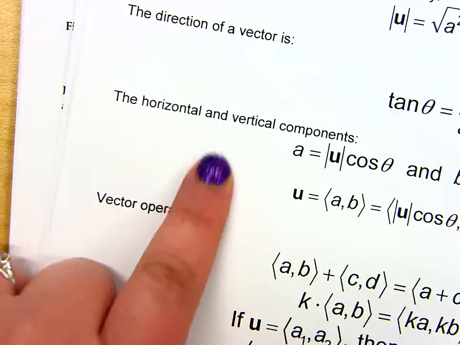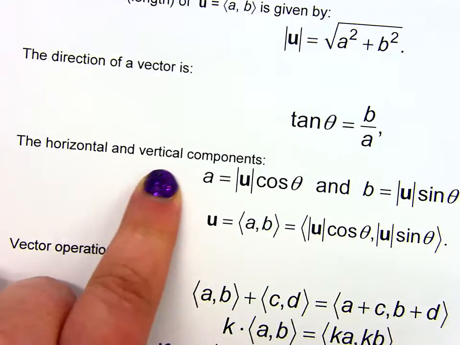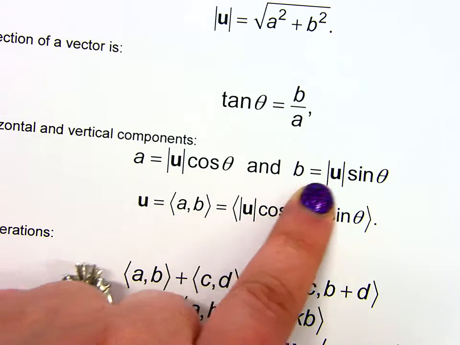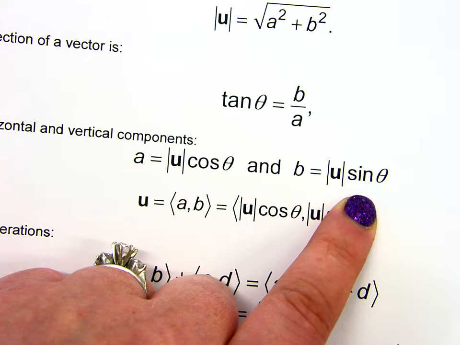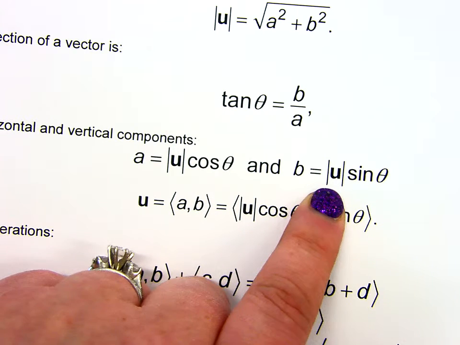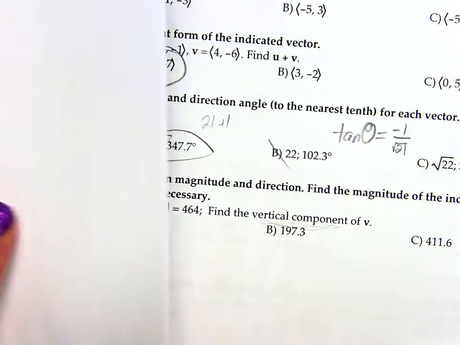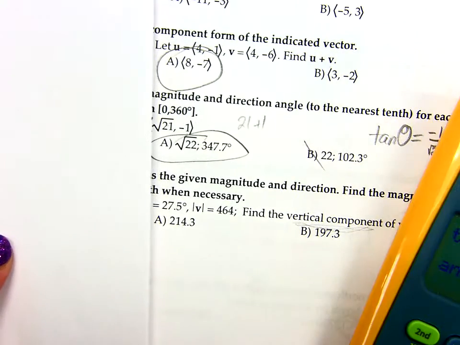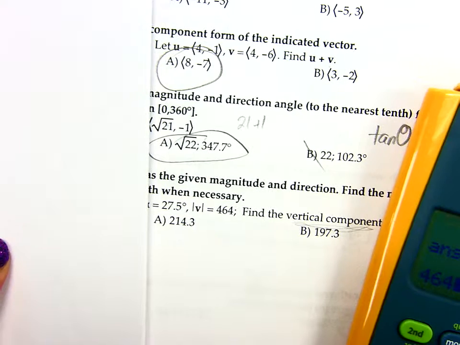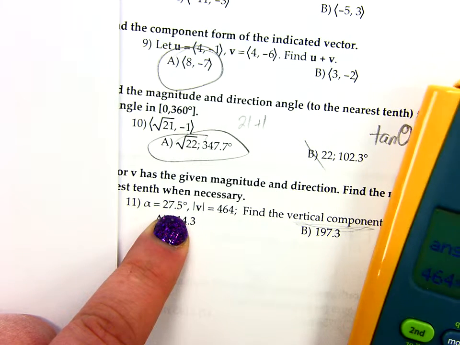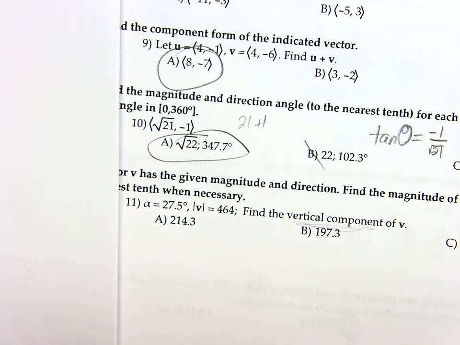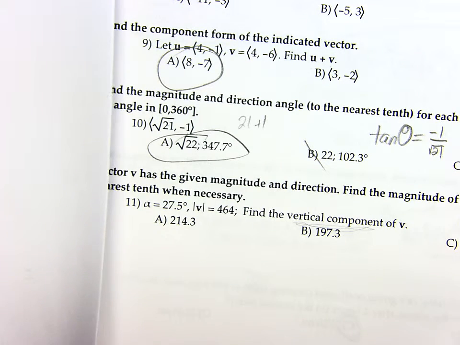If you look at your reference sheet, here they are, the horizontal and vertical components. So A would be that, B is that. So we want B. I just need the magnitude times the sine of the angle. They gave me the magnitude and they gave me the angle. So I literally just do 464 times the sine of my angle. Yeah, 214.3. A?